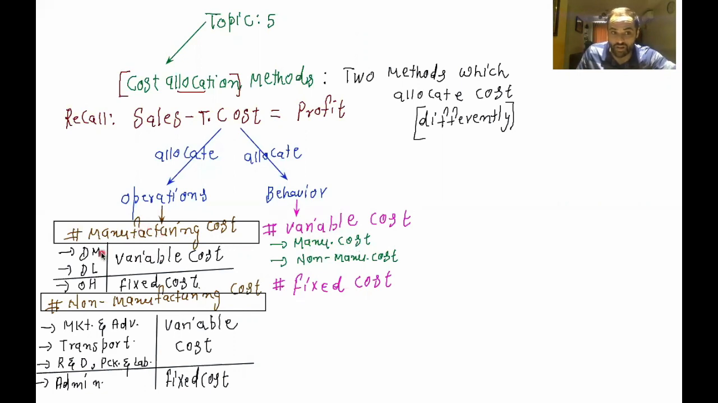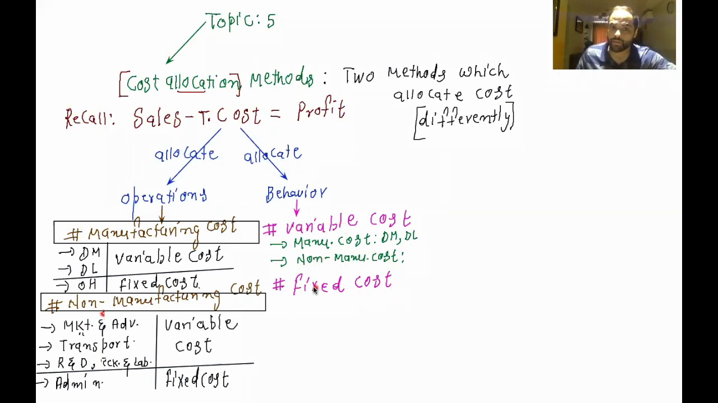Variable manufacturing cost is direct material, direct labor, or direct expense. So these are your variable manufacturing. And what could be variable non-manufacturing? Variable non-manufacturing is marketing, advertising, transportation, R&D, packaging, all right? So these are variable non-manufacturing.